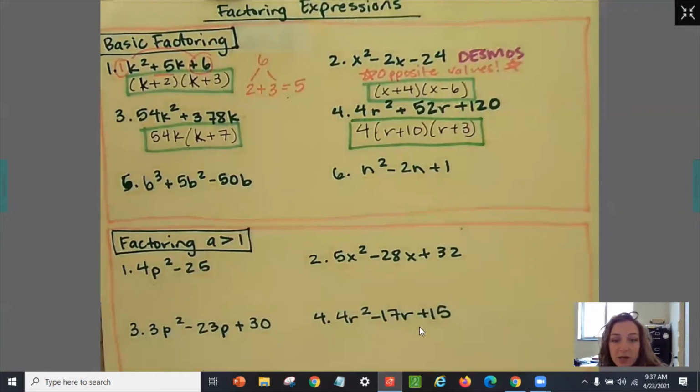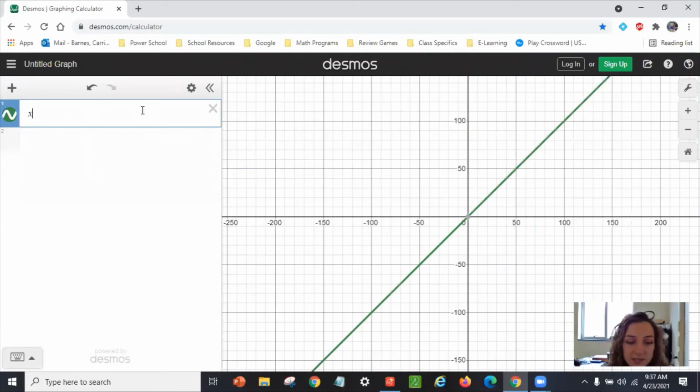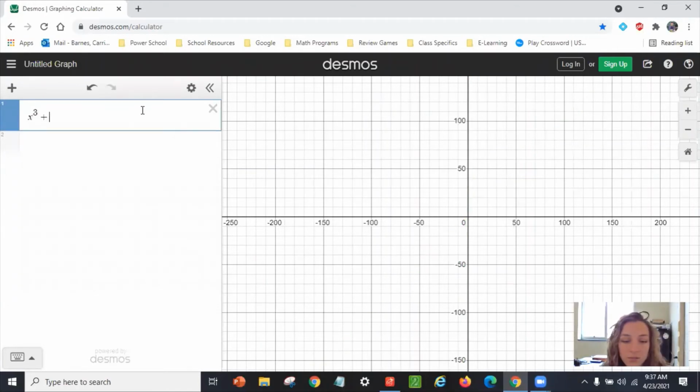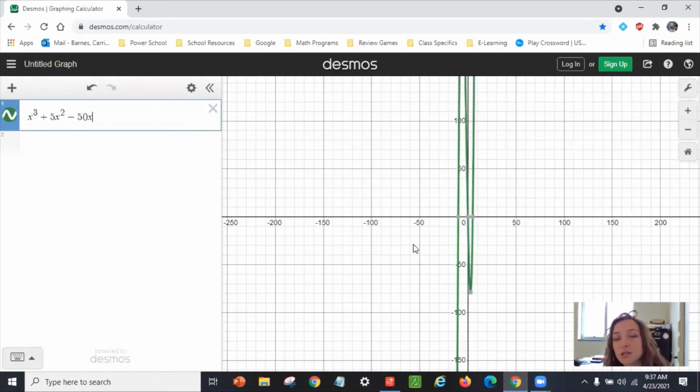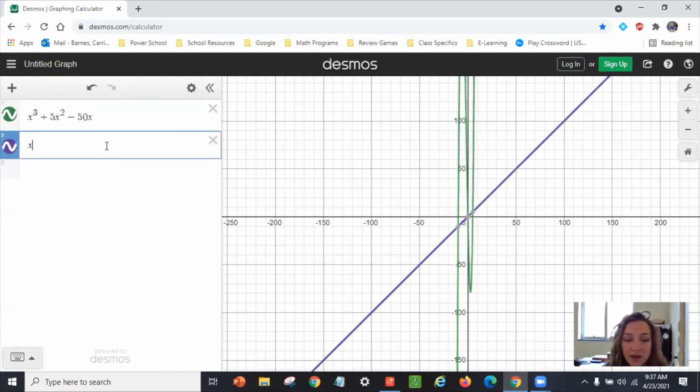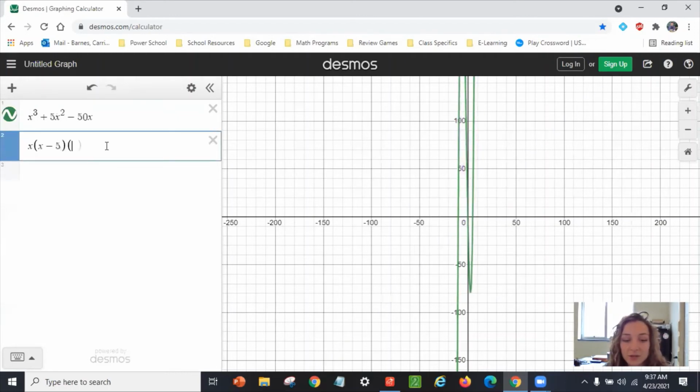So this next one, we have some b's. So we're going to do x's instead, x to the third plus 5x squared minus 50x. Okay, this is going to go through 3 points, negative 10, 0, and 5. Whenever you see 0, what that means is you're going to have x minus 0, which is just x. So this is going to be x times x minus 5 times x plus 10. And you can see that this does line up directly on top of our equation.